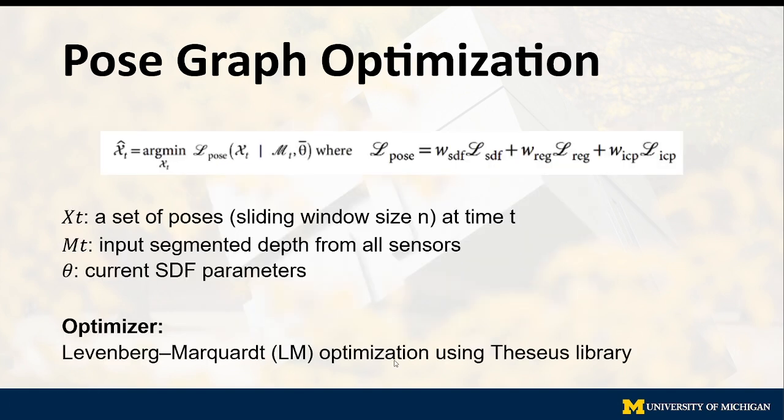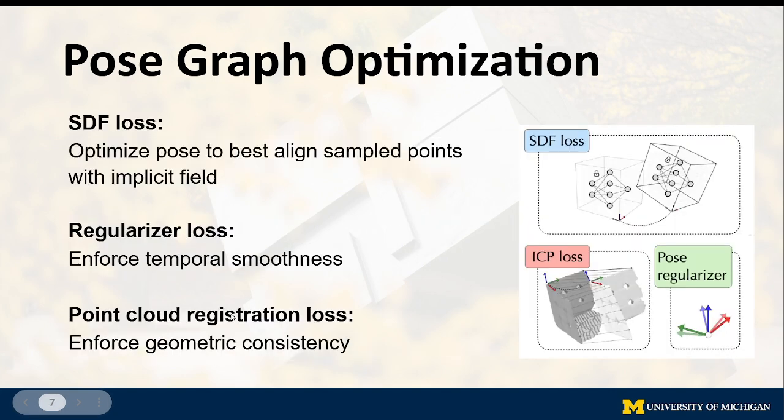The objective of pose graph optimization is to find the pose with minimum loss with regard to segmented depths and the frozen SDF. The loss function has three main components: the SDF loss, regularization loss, and point cloud registration loss. The optimization is performed using Levenberg-Marquardt with the Theseus library. This optimization is better than Gauss-Newton or gradient descent because it is a second-order solver that can handle non-convex loss landscapes and has faster convergence.